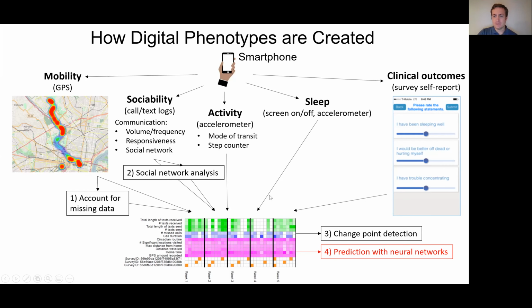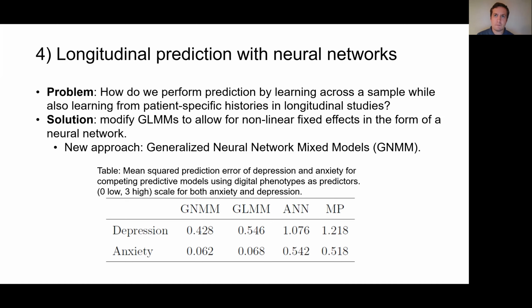So longitudinal prediction with neural networks is fairly cutting edge, because there are classic statistical models for longitudinal modeling, but they're not the best at prediction. The state-of-the-art statistical modeling for longitudinal data is generalized linear mixed models, but they're restricted by the linear fixed effect. So the predictive power can't be that great, even though it does a really good job of allowing for personalized modeling through the random effects.